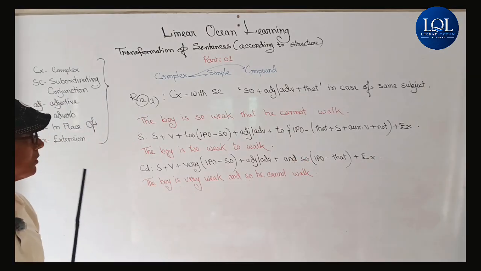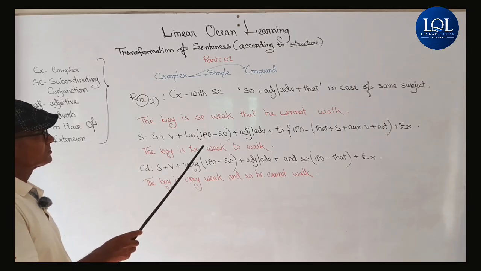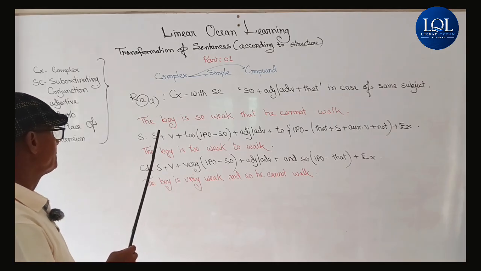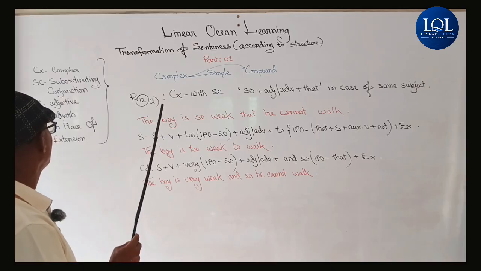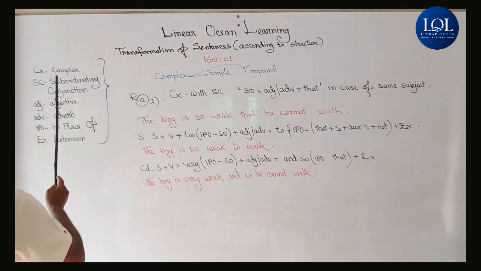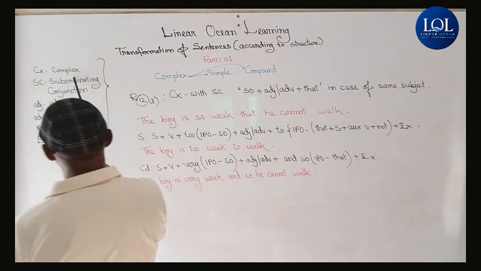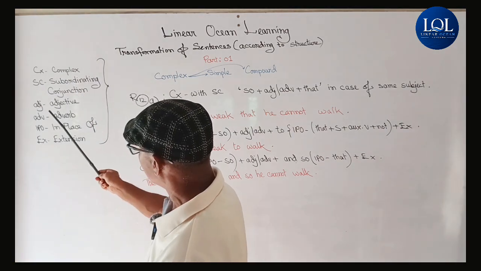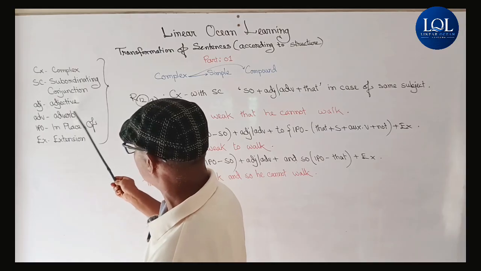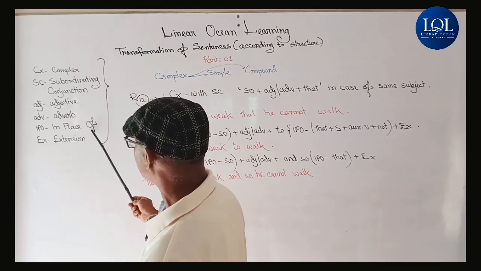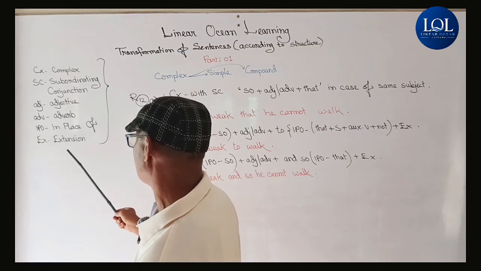Viewers, in my structures I have used some abbreviations, and to know them I have written their elaboration. You should know them. CX means complex, SC means subordinating conjunction, ADJ means adjective, ADV means adverb, IPO means in place of, EX means extension.